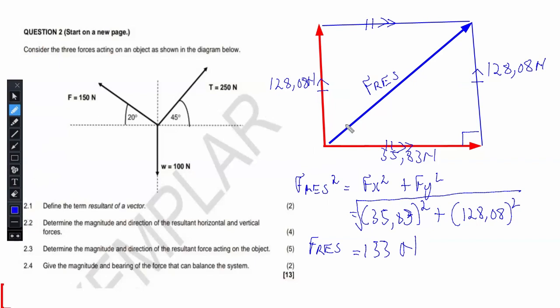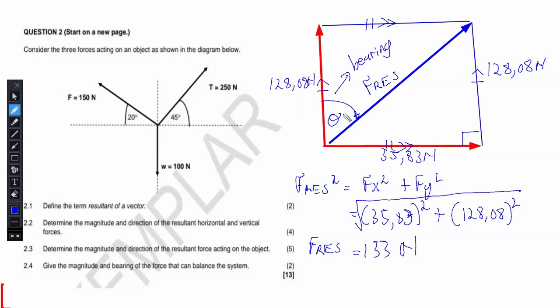Let's clarify that. If you put your angle here, let's say this is your theta. Remember, this is now your north. So the direction that you are always calculating from the true north all the way to the resultant is called the bearing. So if you put your angle here, that means you are calculating the bearing.